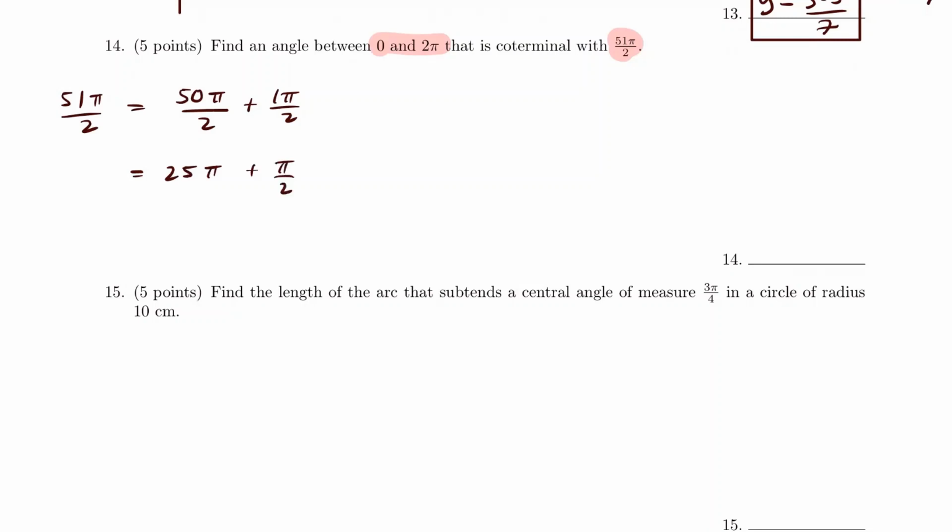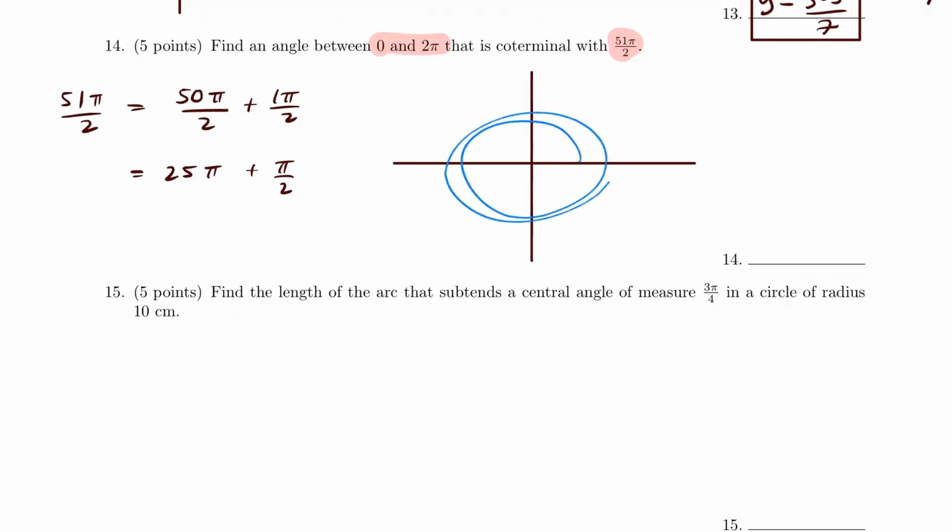So 25 pi, well, that's an odd multiple of pi. So we know that it's going to be right here. So if you just write it like this, 25 pi will just mean that you're going around multiple times, and then you end up starting from standard position right here, and then pi over 2, that's just 90 more right here. So that's where this angle terminates. It just goes around along the unit circle multiple times, and then that's where it terminates.